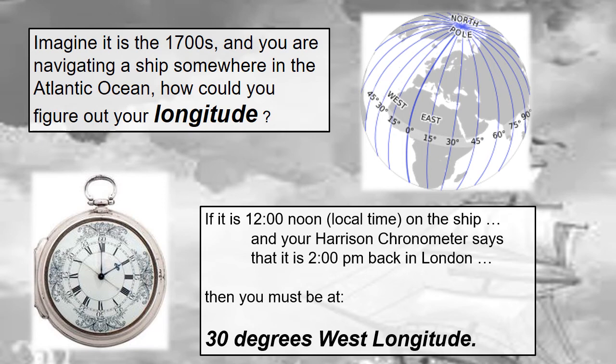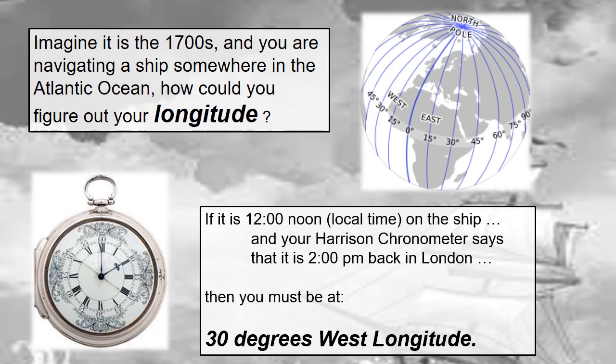longitude. And that's why a lot of these historical maps, antique maps, have very strange configurations of the continents, because longitude wasn't known. So imagine that it's the 1700s and you're navigating a ship somewhere in the Atlantic Ocean. Well, how could you figure out your longitude? There were various methods that were tried, and basically it comes down to guessing.